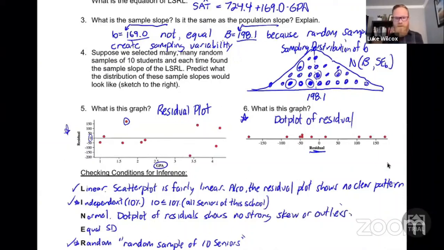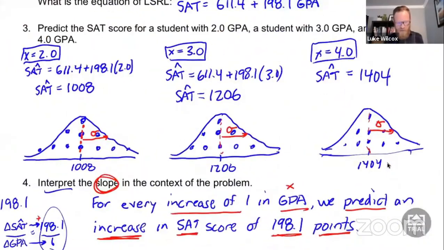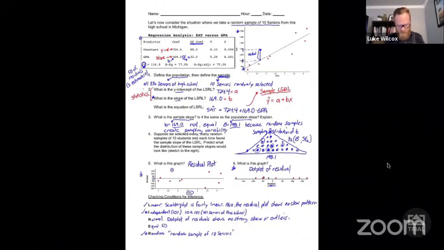And of course, we could have used the histogram or a box plot. I just happen to prefer the dot plot myself personally. All right, now equal standard deviation. What we're talking about on that one is the fact that these three normal distributions all have similar or the same standard deviation sigma there. We want to know that that's true, that there's equal standard deviation.